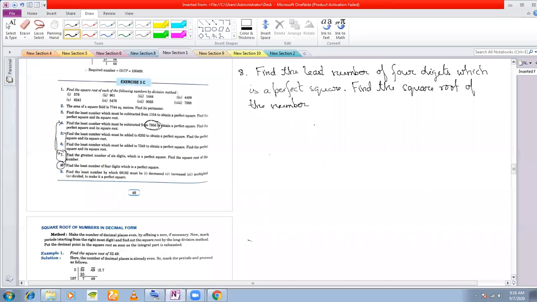Kripa, you give attendance to Ritika also. Okay, she is not able to connect. Okay, sir.